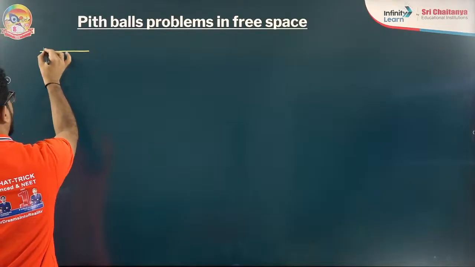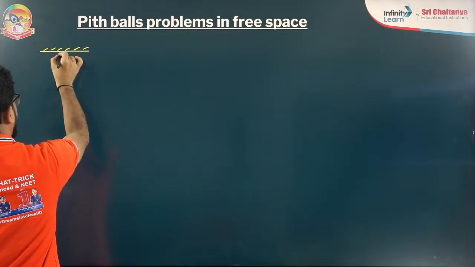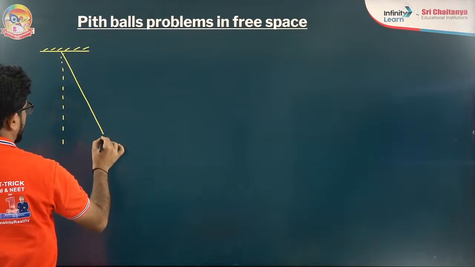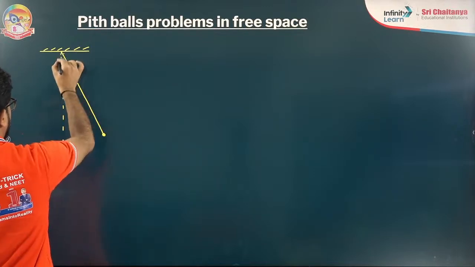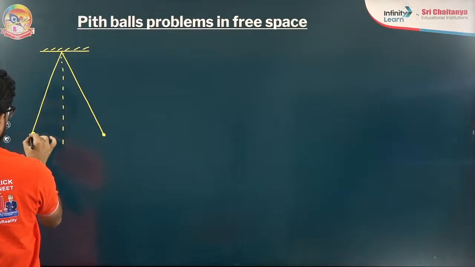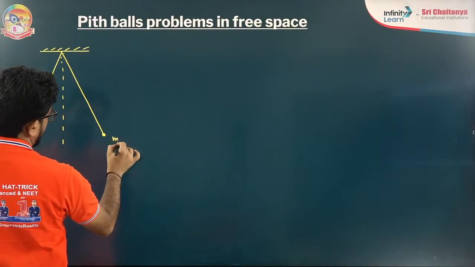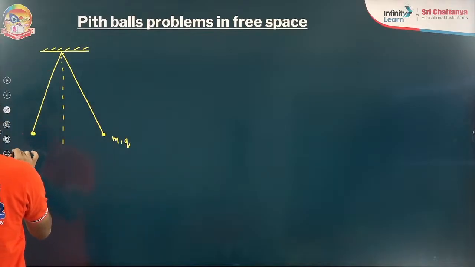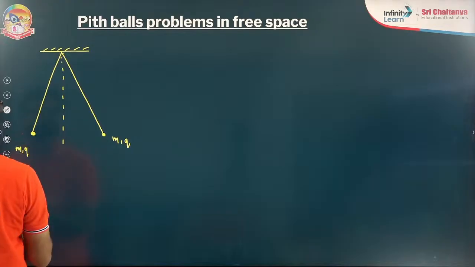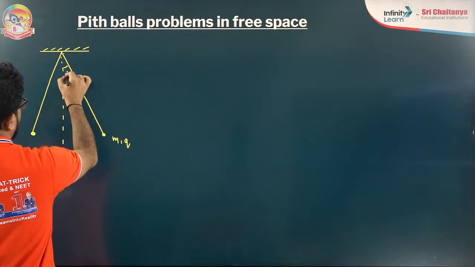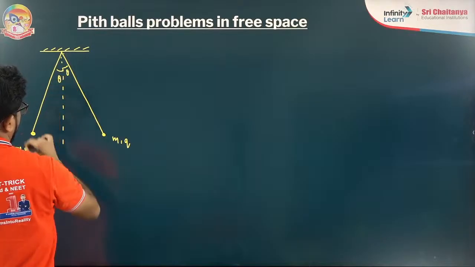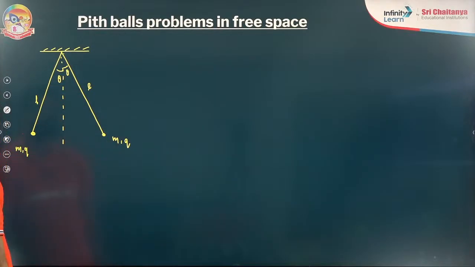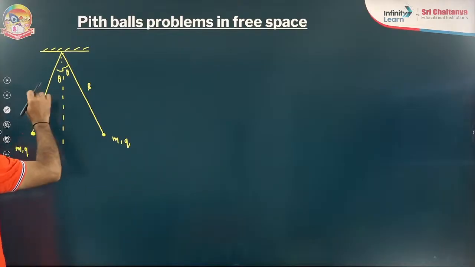Suppose there are two pith balls. These are two pith balls. Their mass is m, charge is q. They make an angle theta with the vertical. This angle is also theta. This length is L, this length is L. Try to understand it. I'm saying this length is L, this length is L.